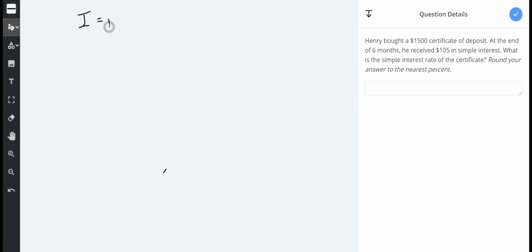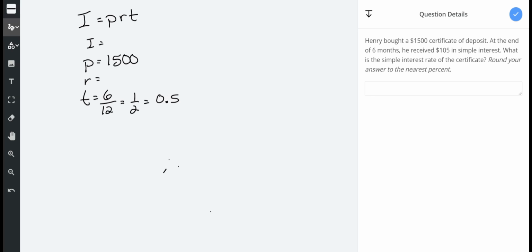I'm using the equation I equals PRT. As we did in class, I'm going to define each part: I, P, R, and T. Well, Henry bought a $1,500 certificate of deposit. That is my principal. That's my starting amount, my P value. At the end of 6 months, well, 6 months is the time, but it has to be in years. So I do 6 divided by 12, which is written as 1/2, or you could write it as 5/10. He received $105 in simple interest. Well, that's my interest, 105.